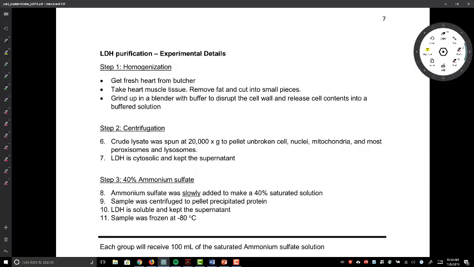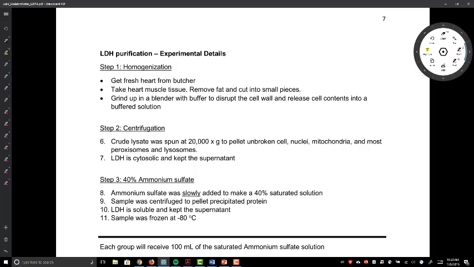All right, so the first step is homogenization. So it says here the butcher, but in reality, your instructors are going to go to the slaughterhouse and pick up a fresh heart, and they take the heart muscle, they remove the fat, and then chop it up into 1-inch cubes. They add some buffer, so at a neutral pH, and blend it up. So you break up the cell walls and then release the cytoplasm into a buffered solution. So AKA, we're going to release the LDH and some other proteins into the buffer.